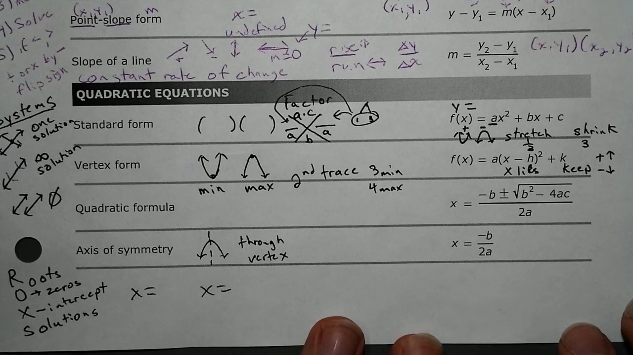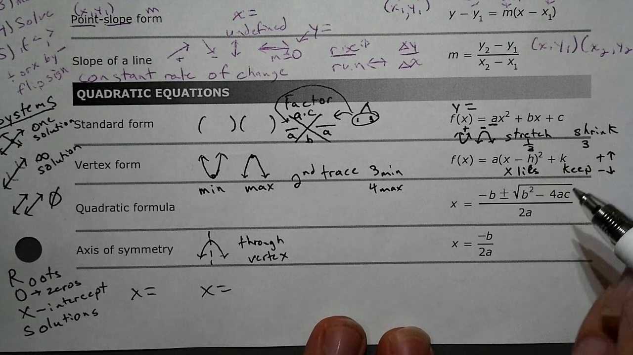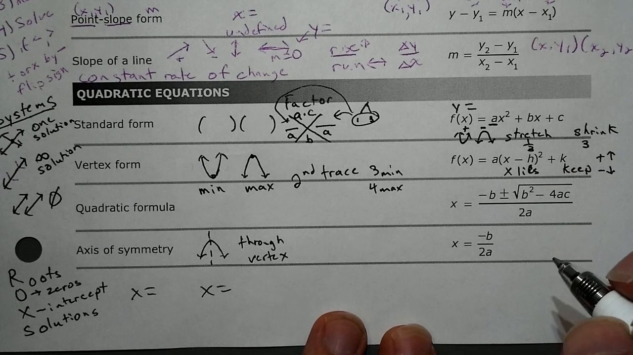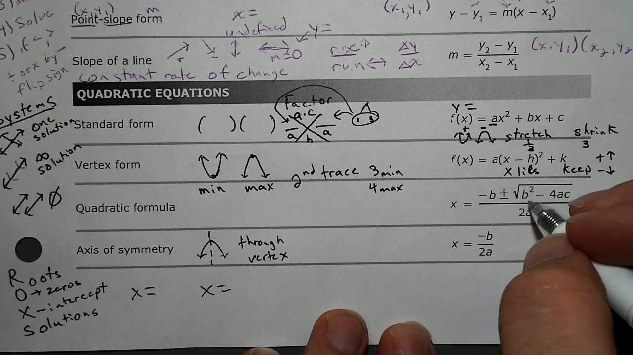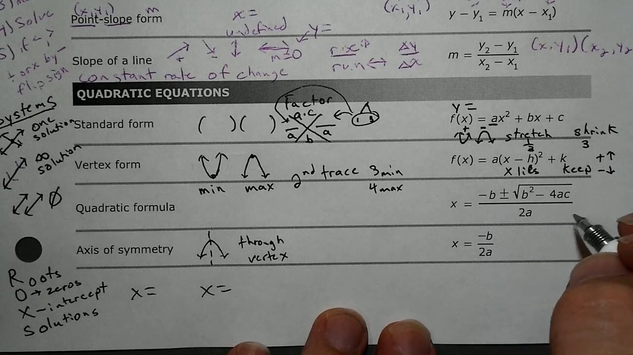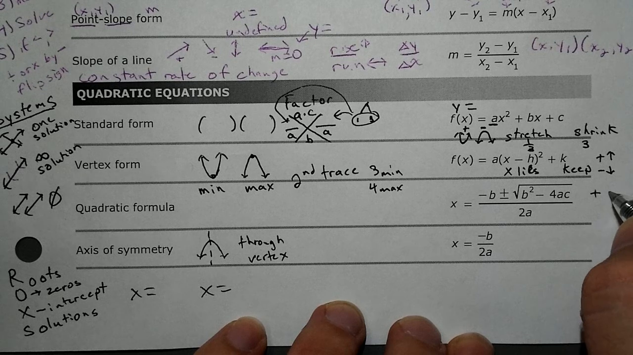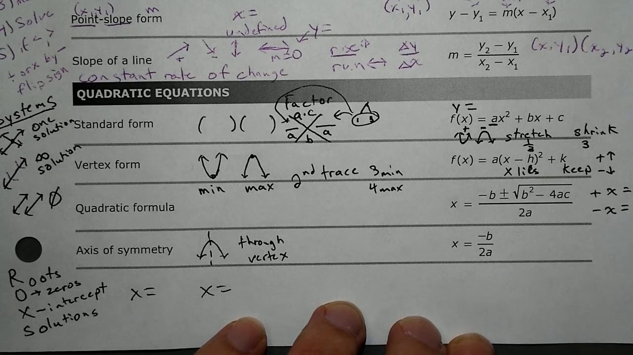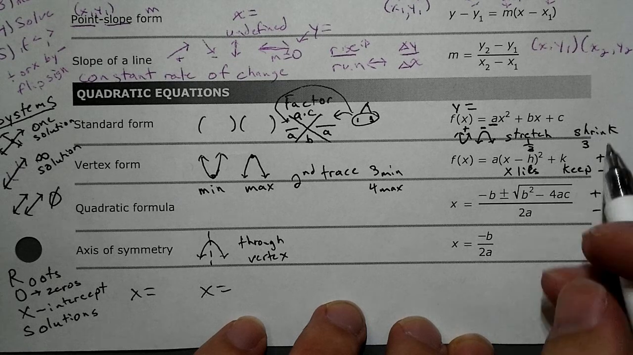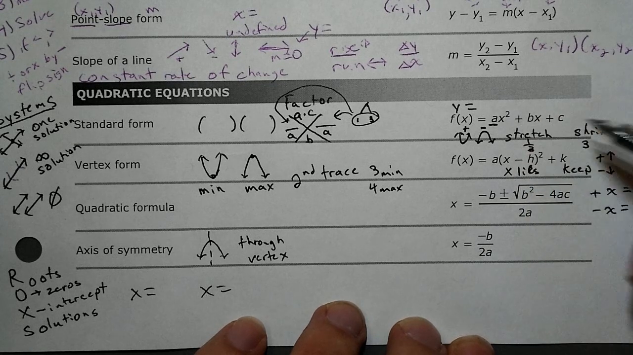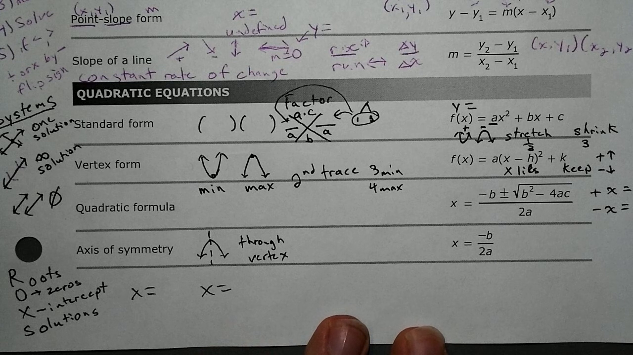Now, for the quadratic formula, x equals negative b plus or minus square root of b squared minus 4ac over 2a. You will always get two answers. And just remember, your a, b, and c have to match it up in standard form.